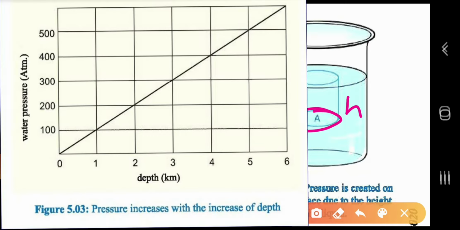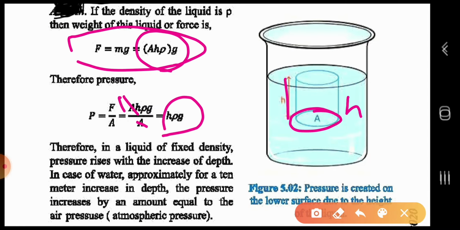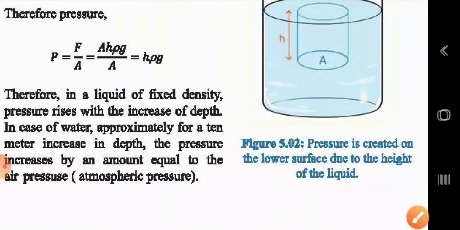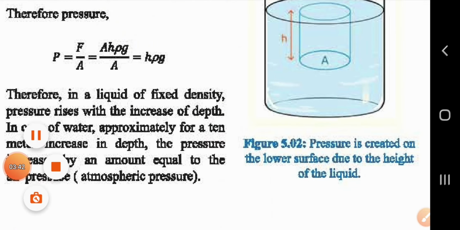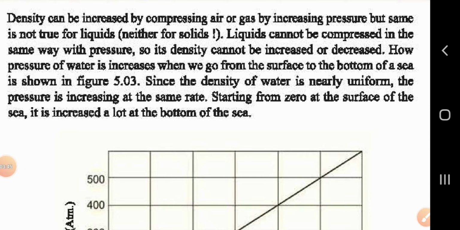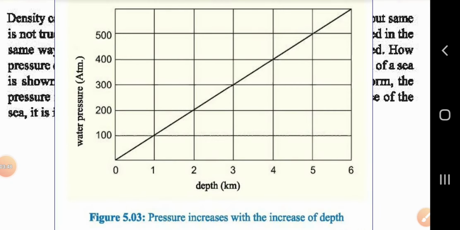In a liquid of fixed density, pressure rises with the increase of depth. In case of water, for approximately every 10-meter increase in depth, the pressure increases by an amount equal to the air pressure, that is the atmospheric pressure. Density can be increased by compressing air or gas by increasing pressure, but the same is not true for liquids. Liquids cannot be compressed in the same way, so their density cannot be increased or decreased.